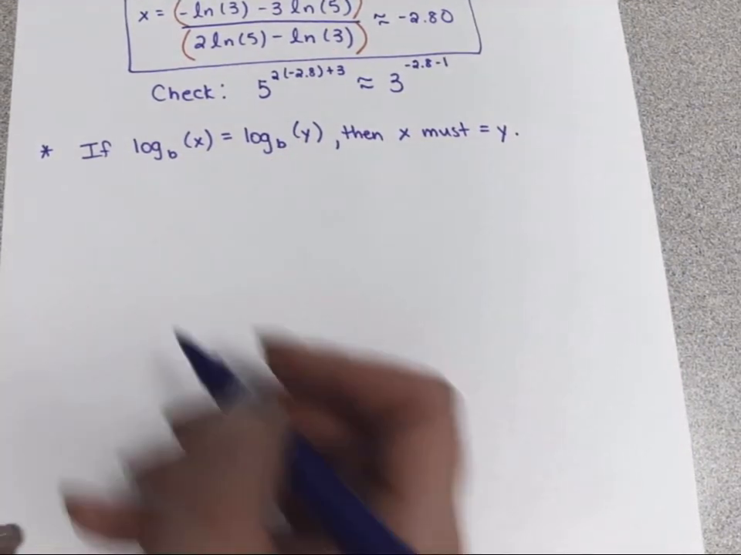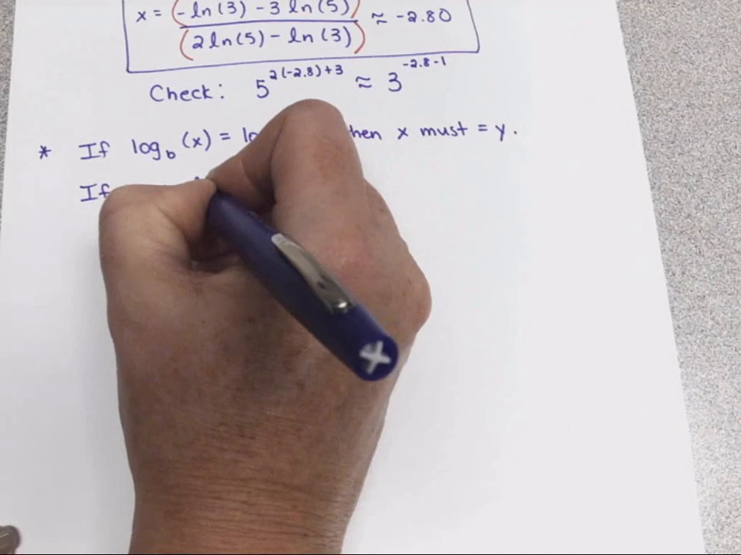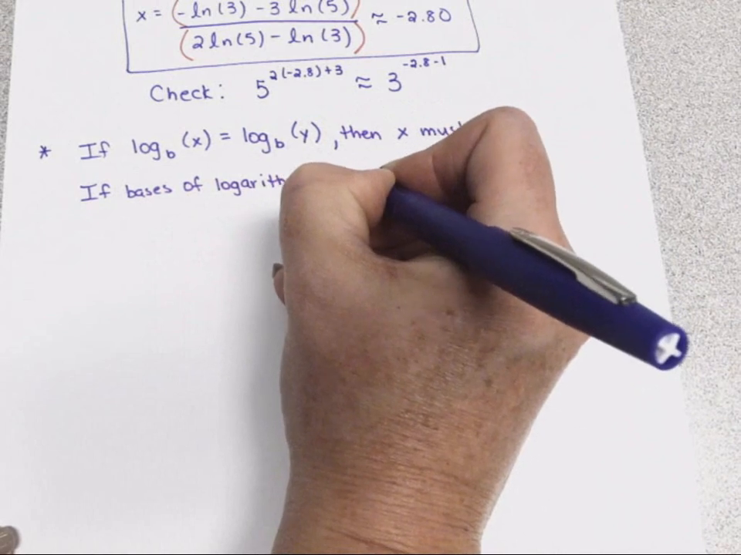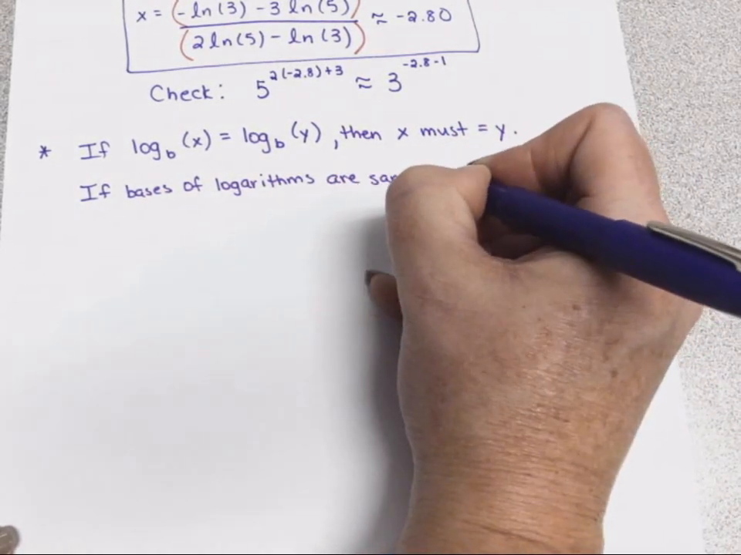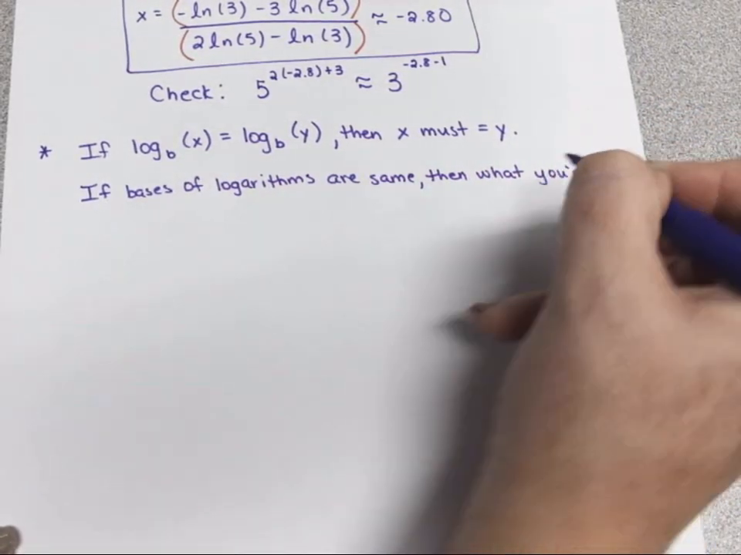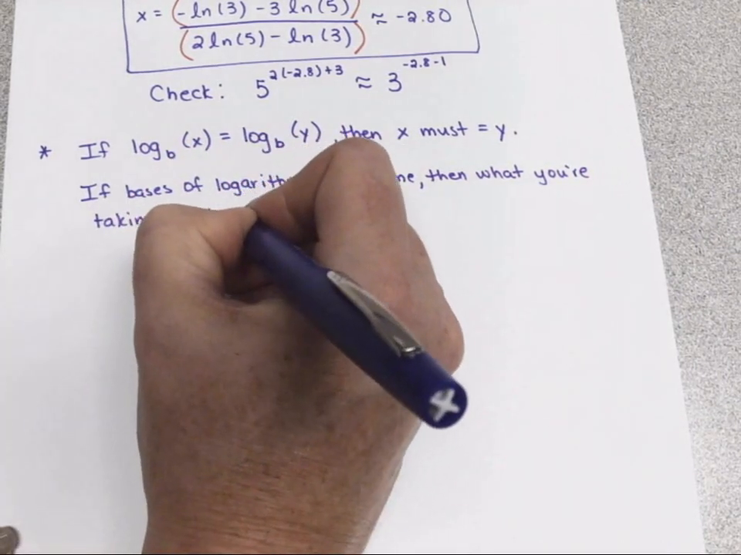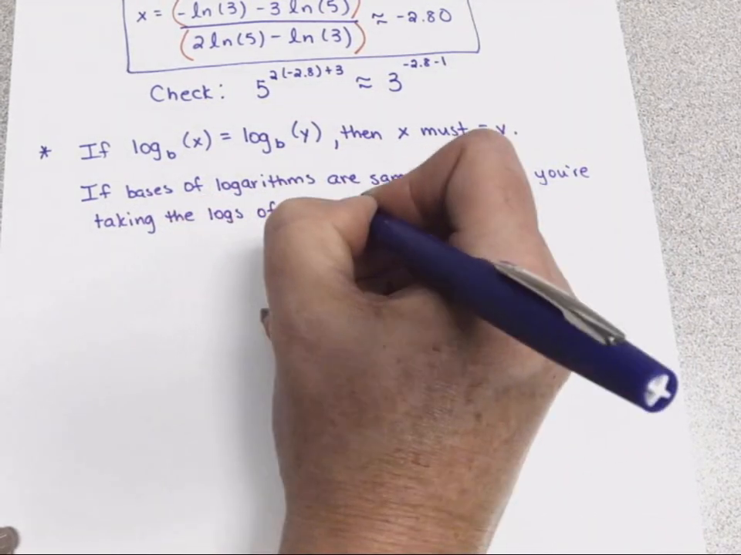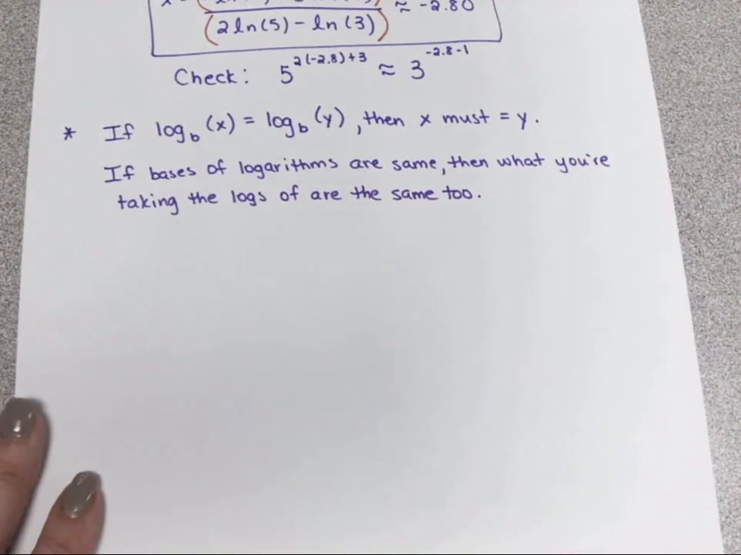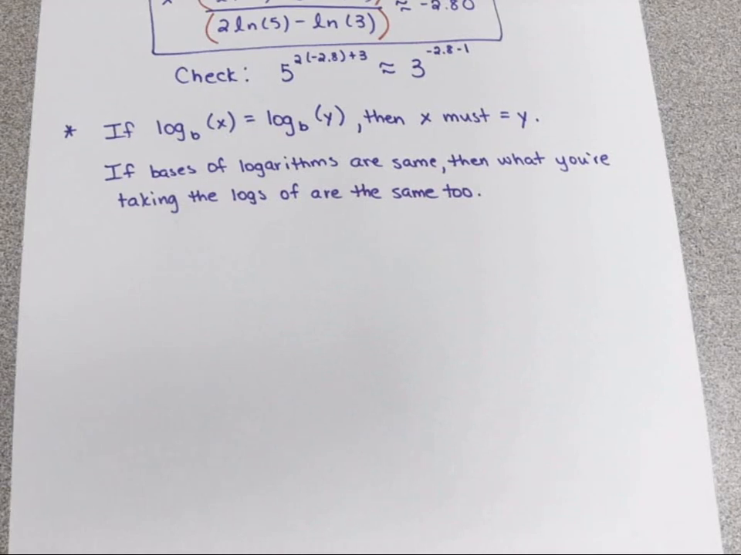So it's kind of the same logic, so let's go ahead and write that out. If the bases of the logarithms are the same, then what you're taking the log of is also going to be the same. So it's still, if the bases are the same, the rest of it's the same. It's just admittedly a different format.